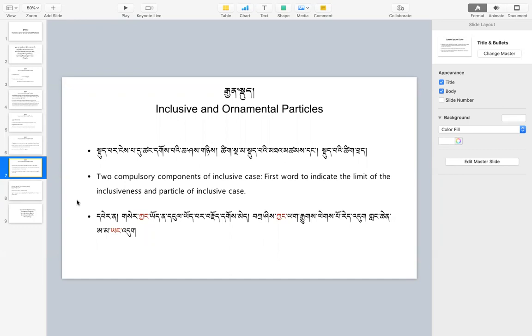For example, if someone never does well in the exam, and it is stated that even Tashi was able to do well, then it is inferential that all the others have already done well. If the mother elephant is there, then definitely the child is already there. There's no need to state that. So this is an introduction to the inclusive and ornamental particle.